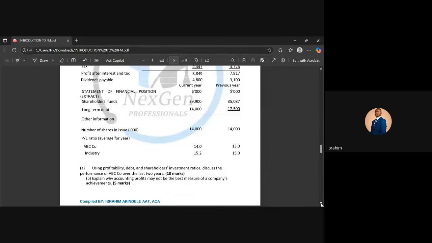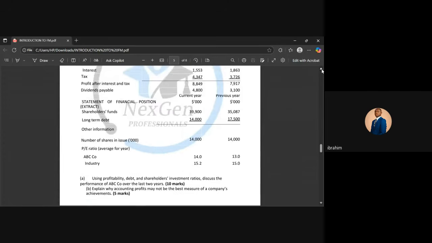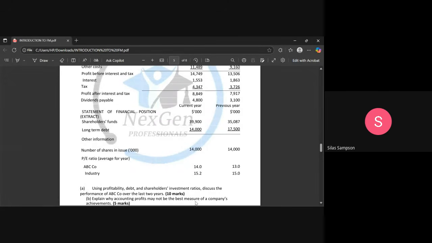If they say investment ratio, class, we all did financial reporting. What are the investment ratios? Return on profit margin? No, that is not an investment ratio, sir. Return on capital employed? No, that is not an investment ratio. Gross profit margin? No. Earnings per share. Yes, thank you. Debt equity ratio. Dividend cover. Dividend per share. So that's it. These are the investment ratios.